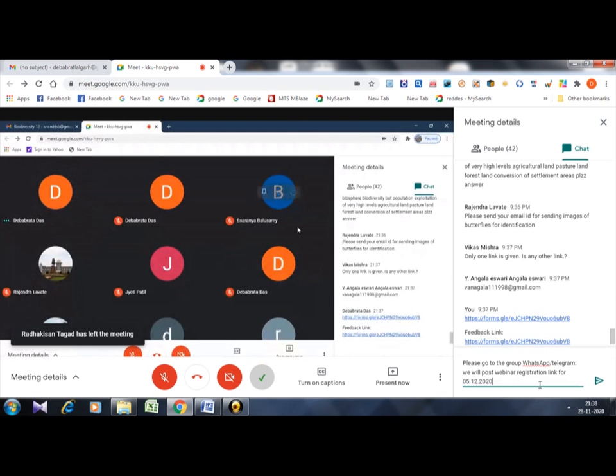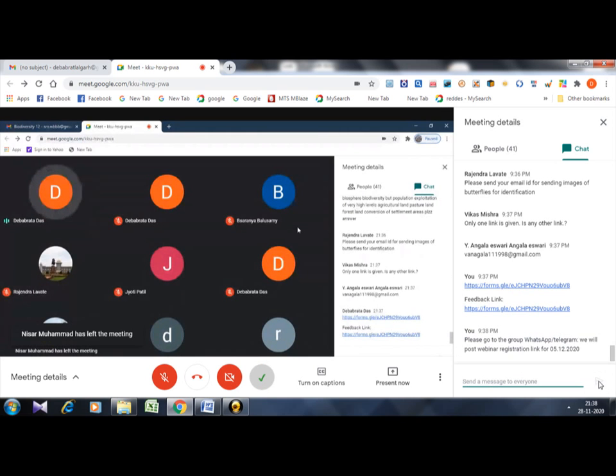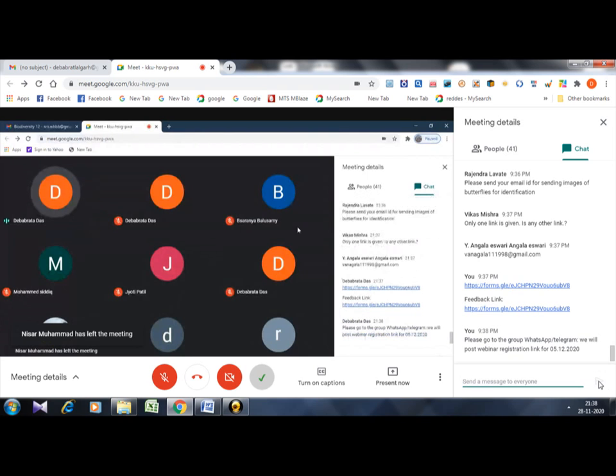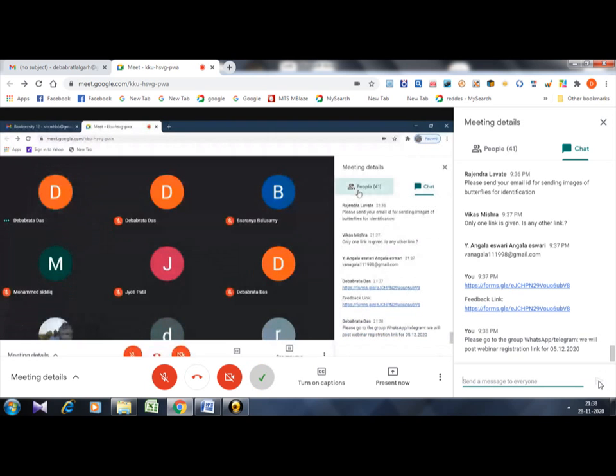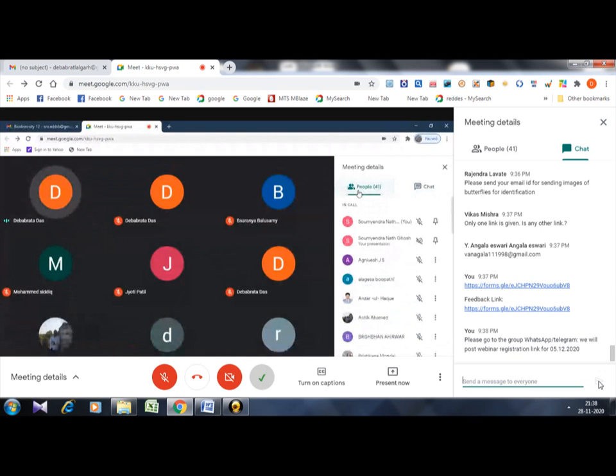Then other questions. So, how can it be possible in future to save or make a biosphere reserve for butterflies? So Rajendra Meghwal, I cannot understand your question. Please tell the question perfectly.